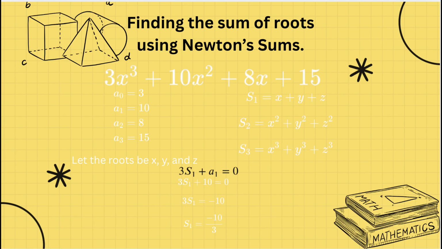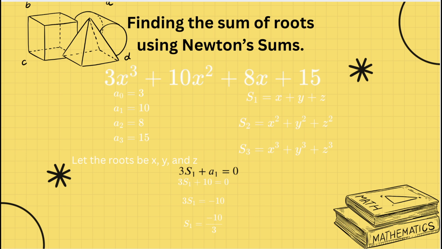Finding the sum of roots using Newton's sums. So the equation is 3x cubed plus 10x squared plus 8x plus 15. And so this means A0 is 3, A1 is 10, A2 is 8, and A3 is 15. If we have the roots be x, y, and z, S1 equals x plus y plus z, S2 equals x squared plus y squared plus z squared, and S3 equals x cubed plus y cubed plus z cubed. These are the three values we want to solve for.